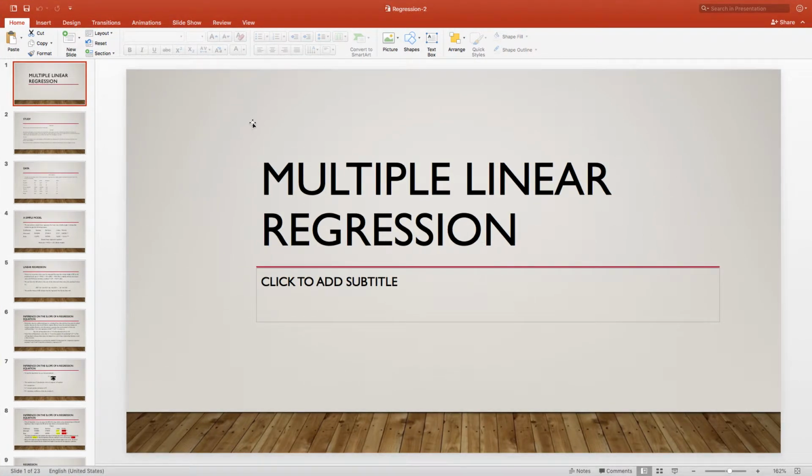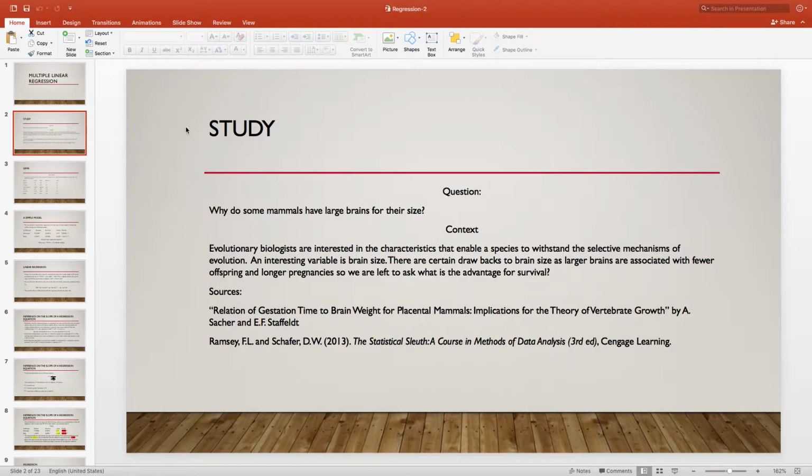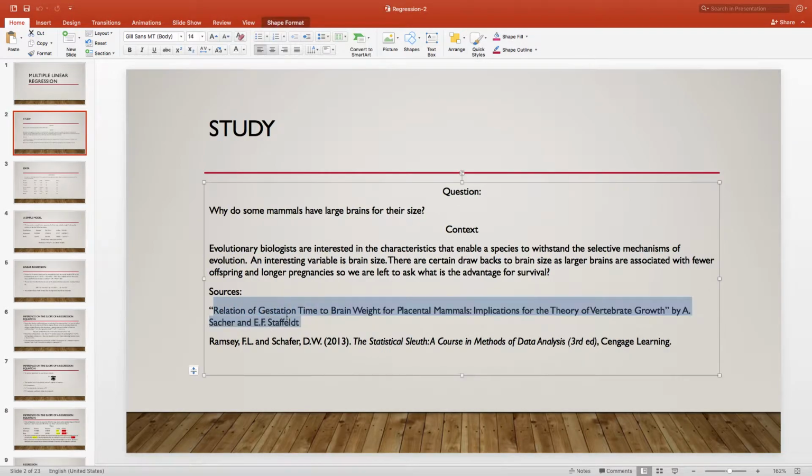So today we're going to be talking about multiple linear regression and also inferences on a slope for both single and multiple linear regression. And we'll begin there. Okay. So here's a study, and it was an actual study done by these individuals.